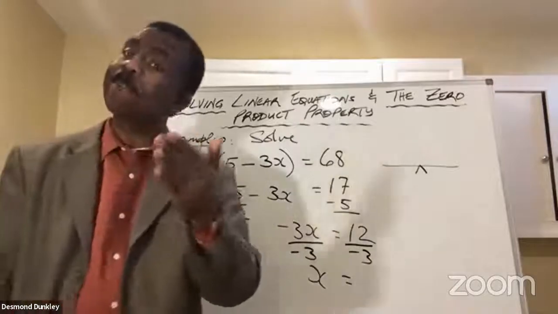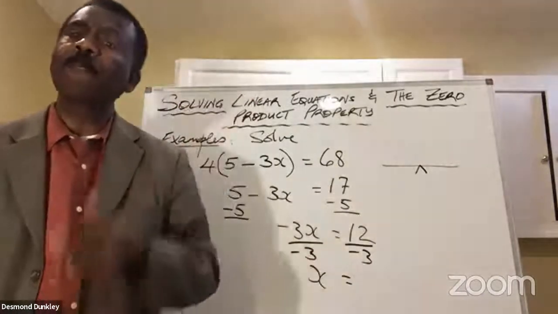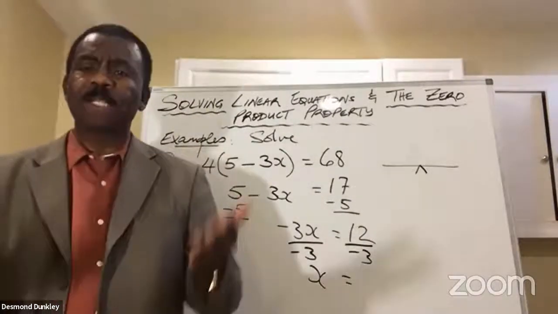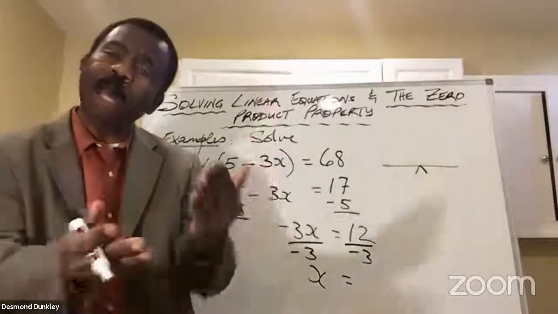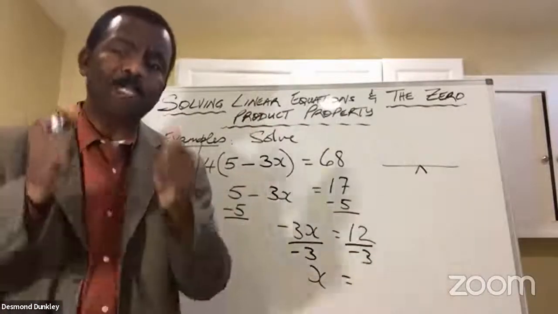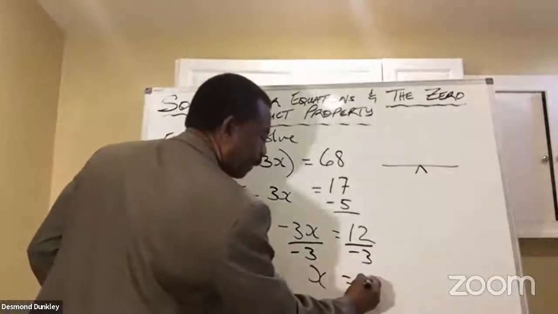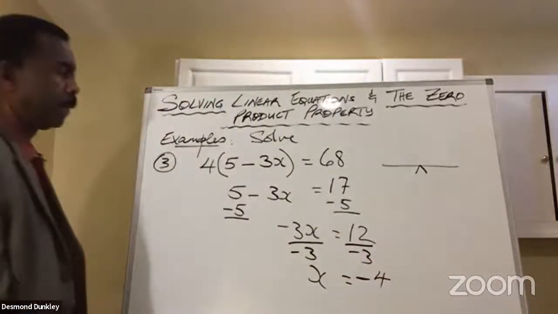You remember when we did negative and positive numbers? We said that if the signs are different and you're dividing or multiplying, the result is going to be negative. But if the signs are the same, when you divide or you multiply, the result is positive. So the answer is going to be negative, and 12 divided by 3 is 4.